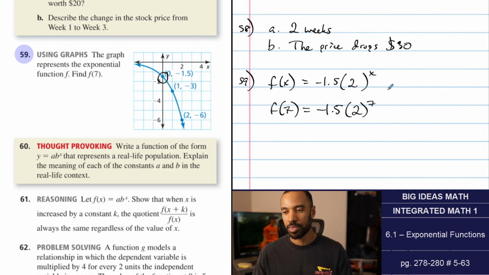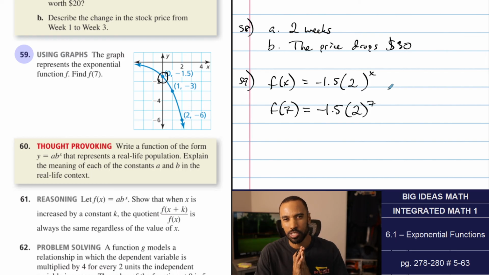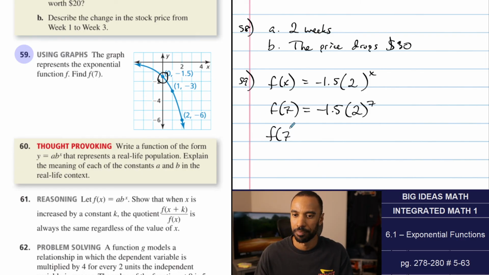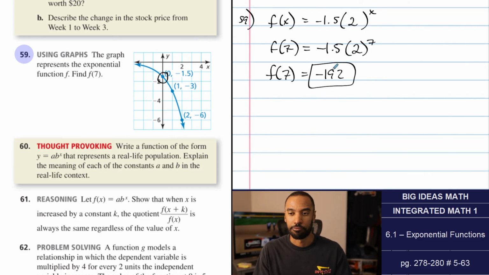Now, I can probably do that without a calculator. 2 to the 7 is 128. Half of 128 is 64. I need that because I need to add 64 to 128, which is 192, and make it negative. I believe f of 7 is negative 192. That's what I'm going to go with. I fully believe my own mind on that one.